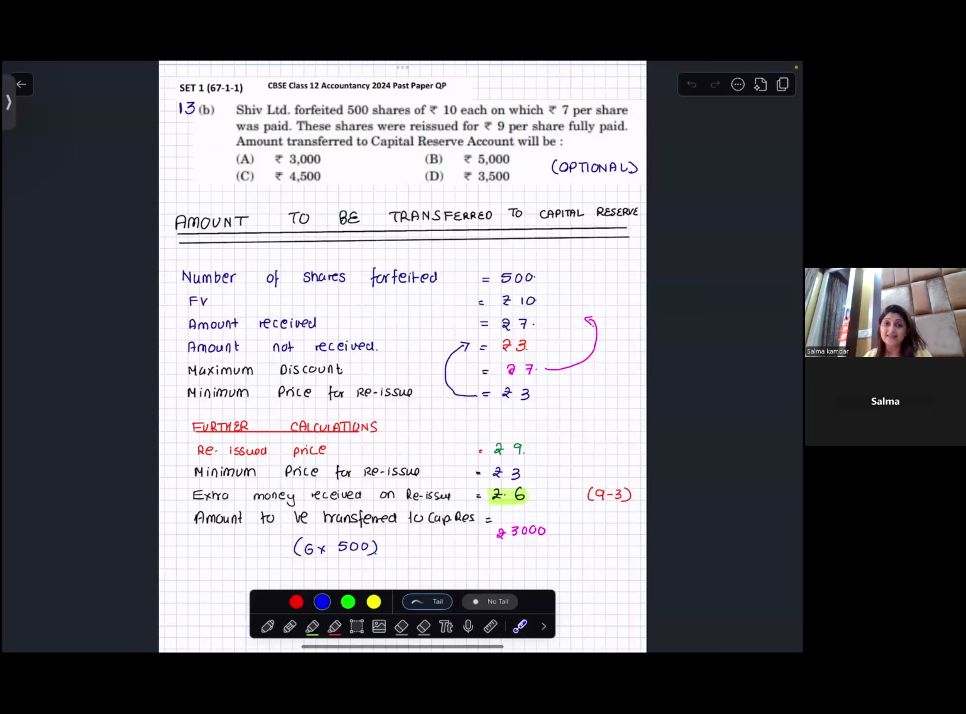I'm doing this with the help of a sum. It is a 6/1/2024 paper. Okay, you would see this in my next video.